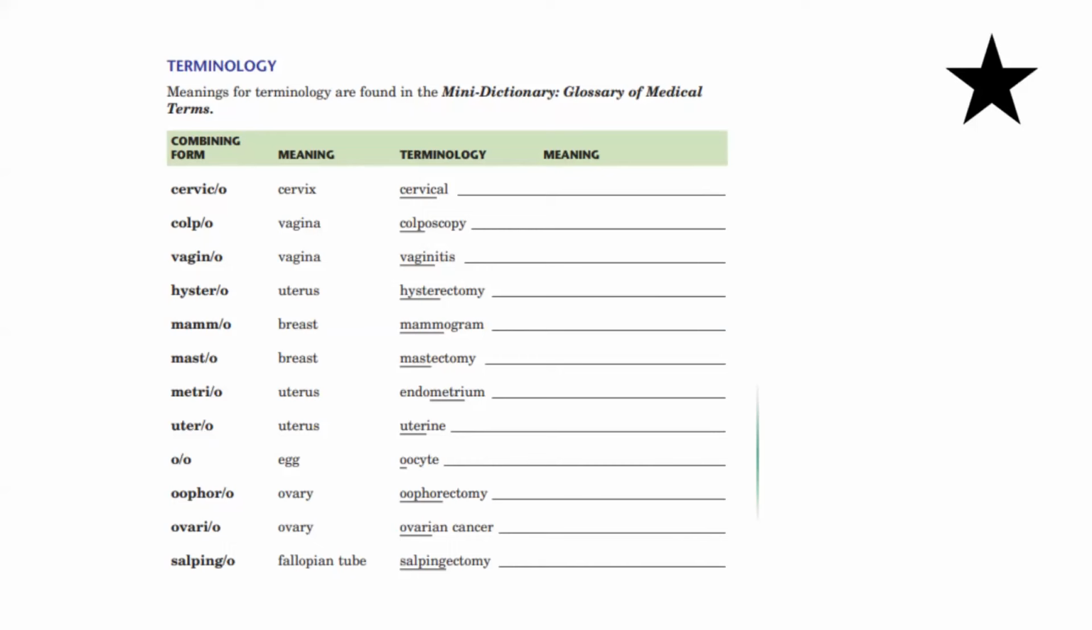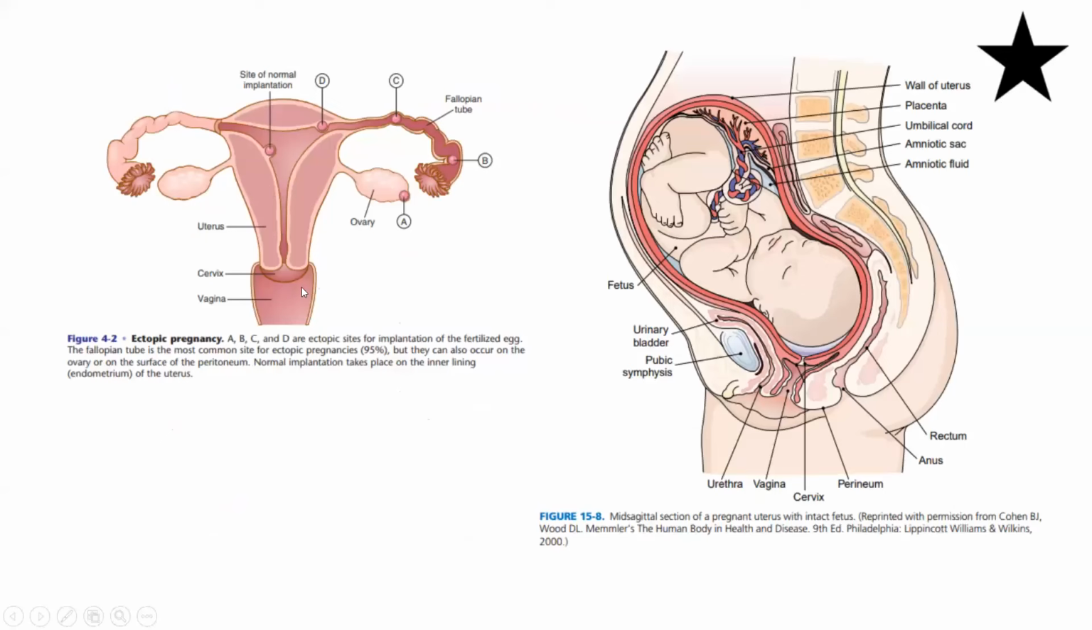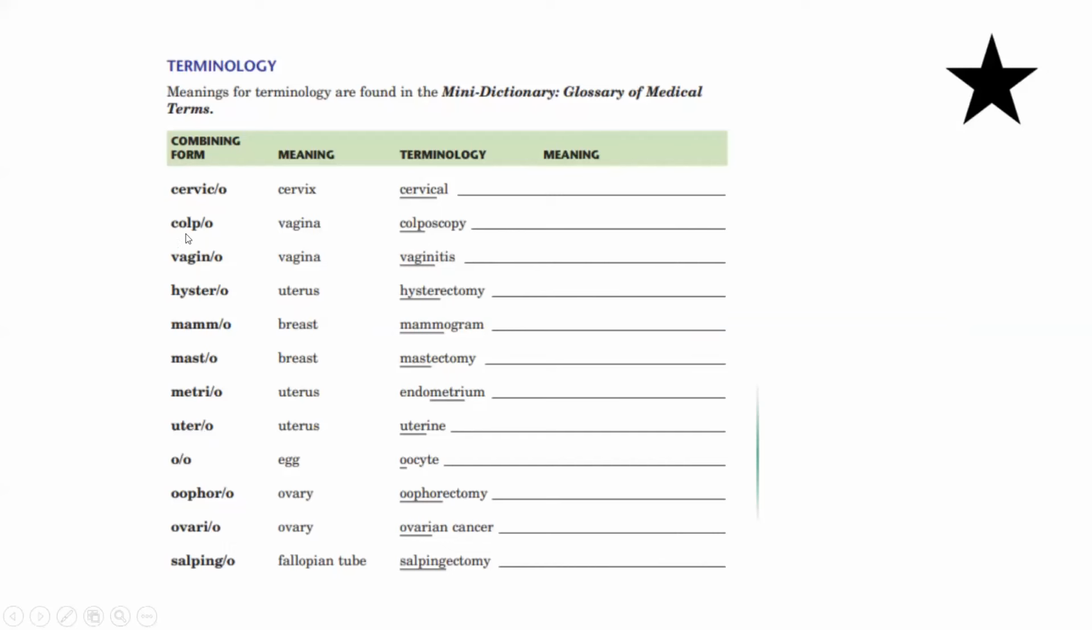Then we have colpo. Colpo is concerned with the vagina. This portion where the cervix is suspended is the vaginal cavity. So over here, we use the word colpo or vagino. For example, colposcopy. You are aware of the scopy. Anybody who can tell what will be the meaning of colposcopy? Looking inside. Yes, examination, visual examination into the vagina. Then look at the word vaginitis, inflammation of the vagina.